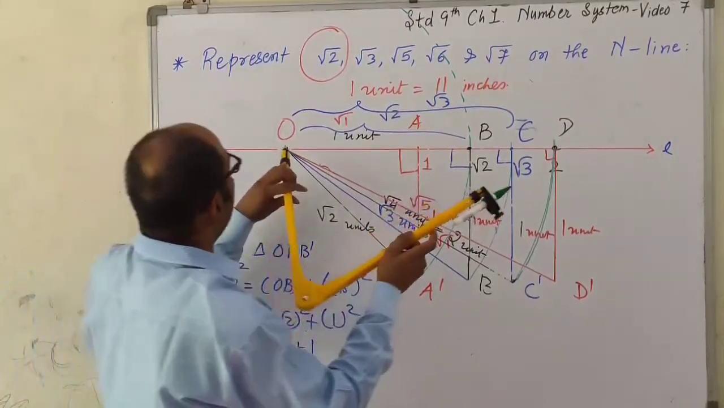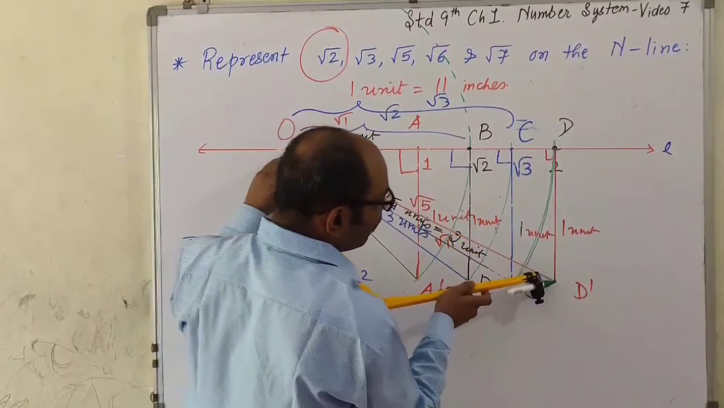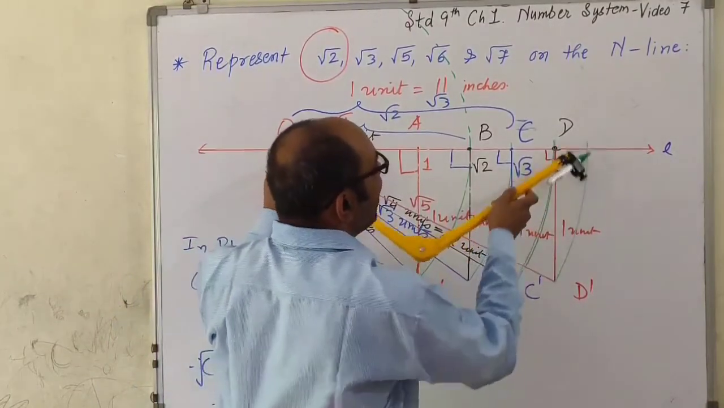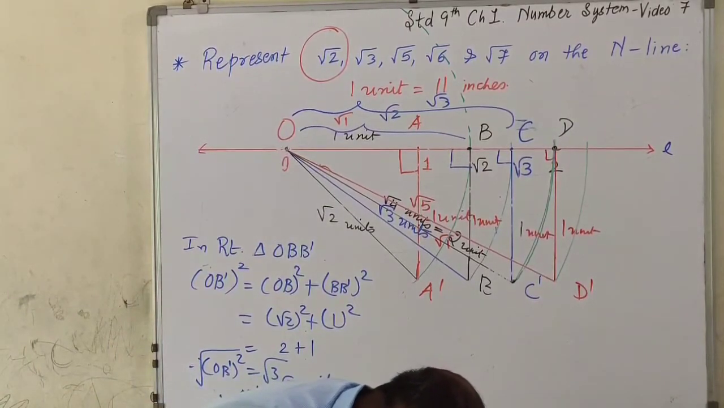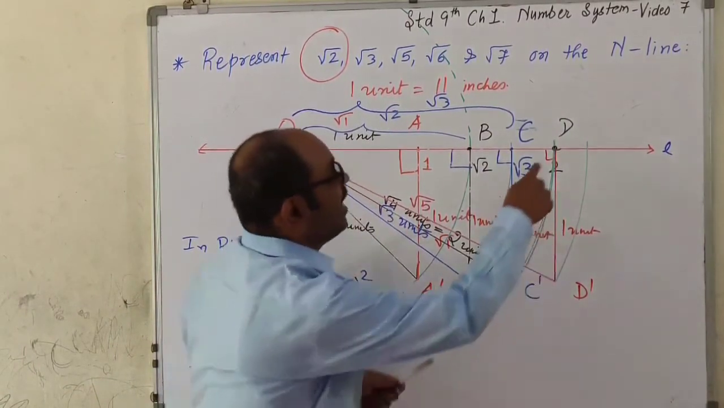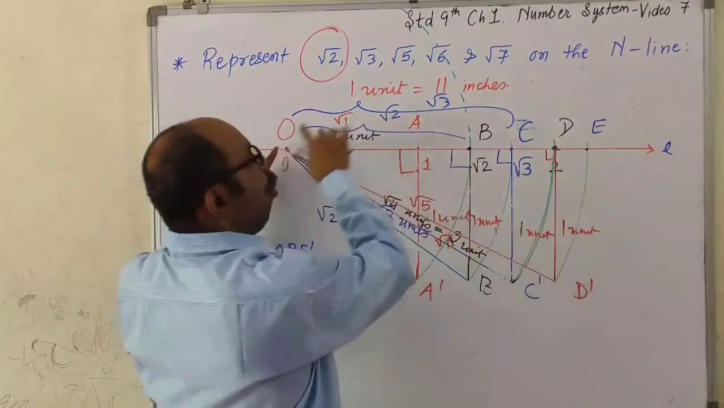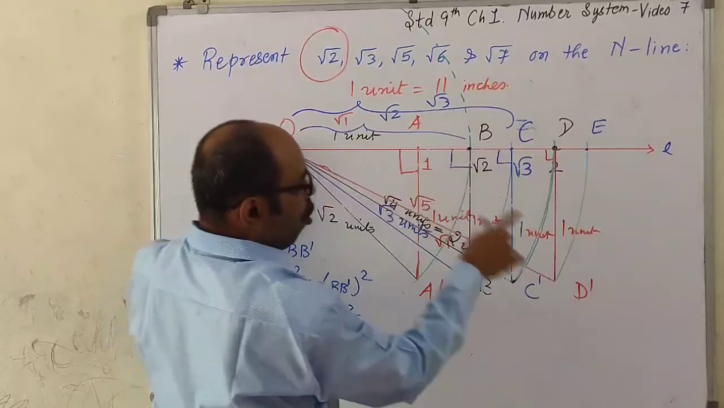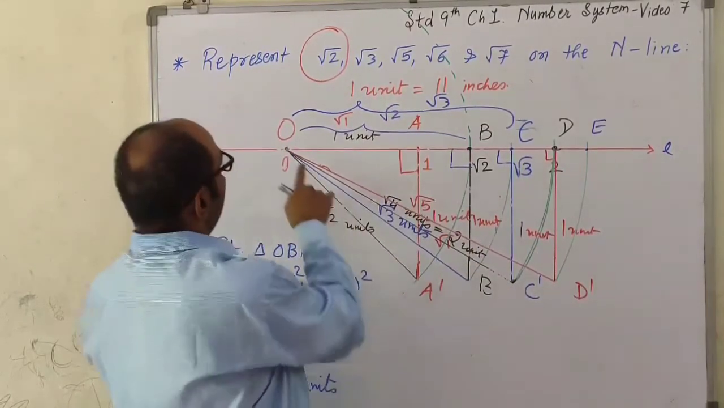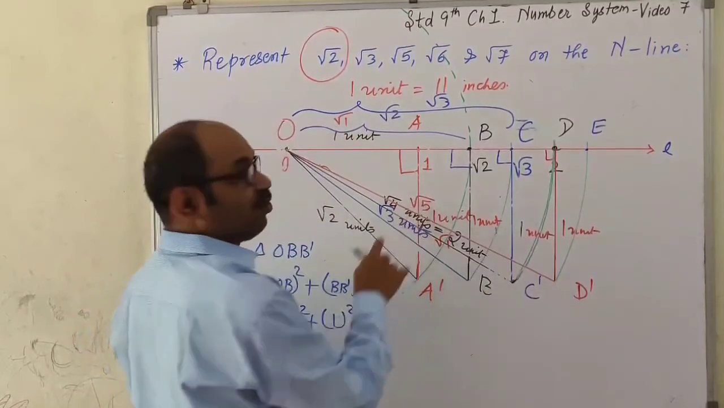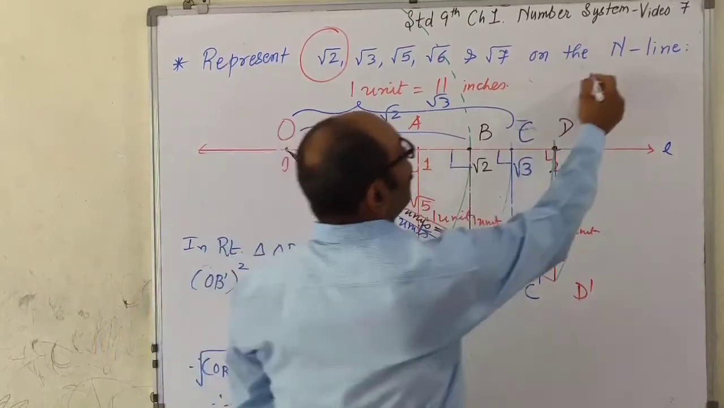Let's project on the number line. What are you going to project? The distance OD dash. Distance OD dash is projected. It intersects line L in a new point. This point is E. OE and OD dash are radii of the same circle, so they have equal length. Now OD dash is √5 units, so you can say OE is also √5 units.